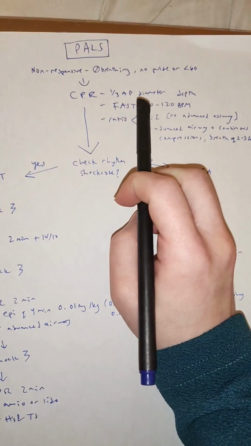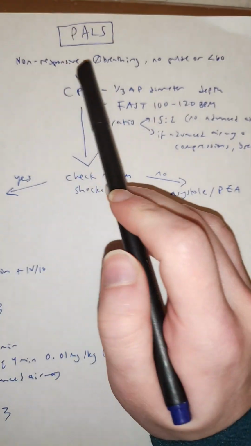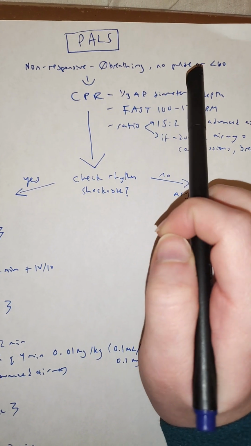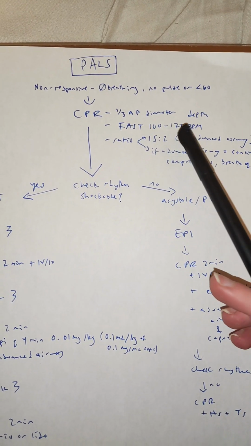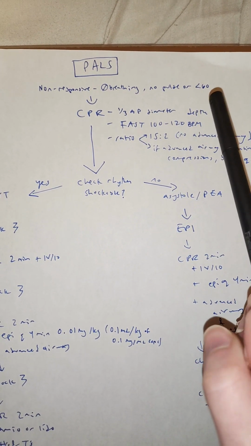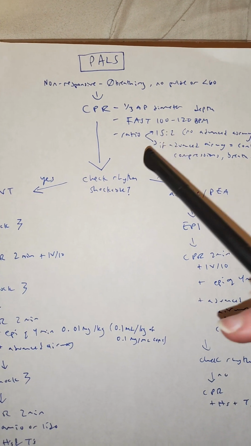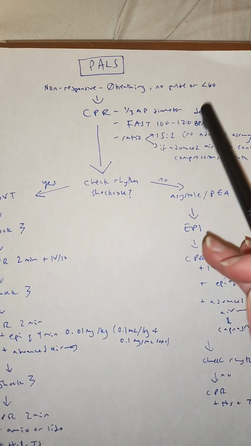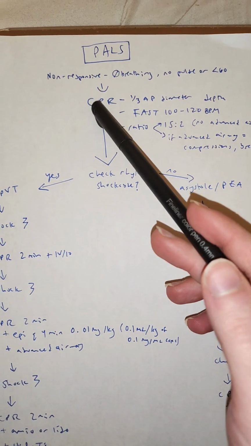So first of all, when are you doing PALS? If you find your pediatric patient non-responsive, that means they're not breathing and they don't have a pulse, or their pulse is less than 60. This is what differentiates from ACLS, right? In ACLS, if they have a pulse, then we're not going to do all this. But in pediatrics, since their pulse is generally way higher than adults, if it's less than 60, that means things are bad.